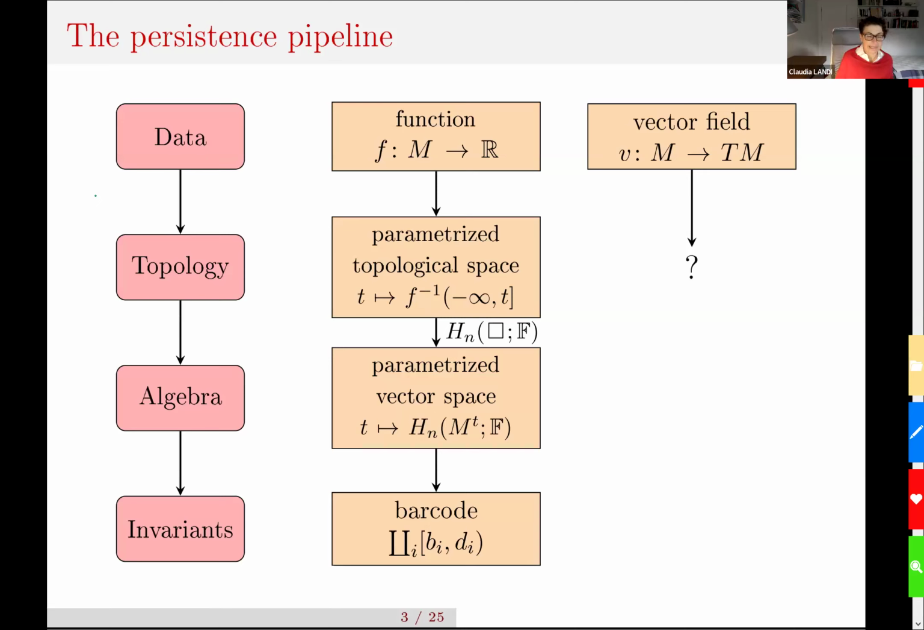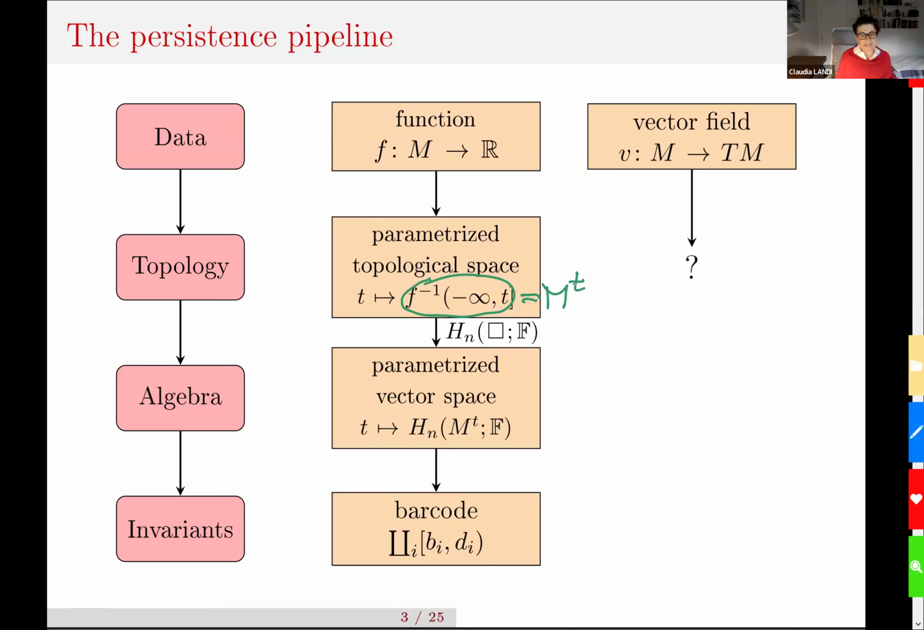Then one can apply the homology functor, usually with coefficients in a field, and then one gets what is usually called a persistence module, which we can also see as a functor from the reals again to the vector spaces for a fixed degree of homology. So we can consider this as a parametrized vector space. Again, we have a parameter that varies, that's t, and correspondingly we have a vector space associated. Here the notation is that the sublevel set is M_t, and we compute the homology of that sublevel set.